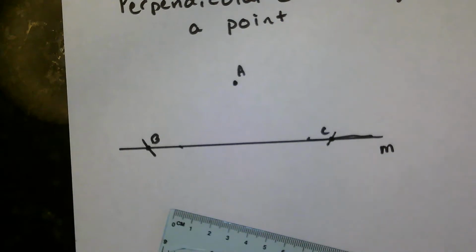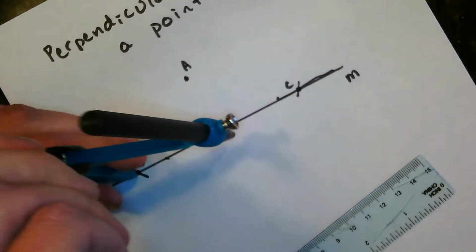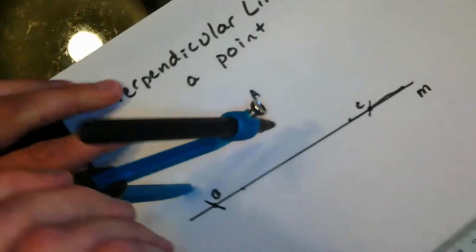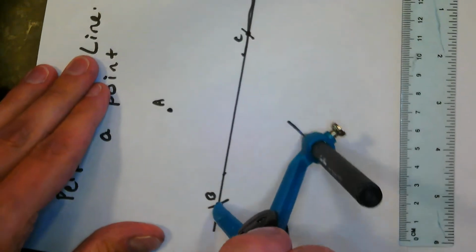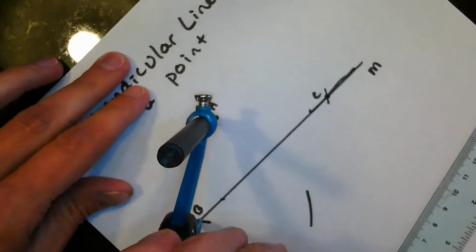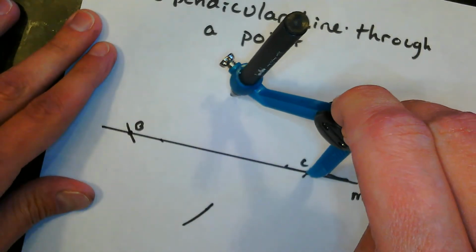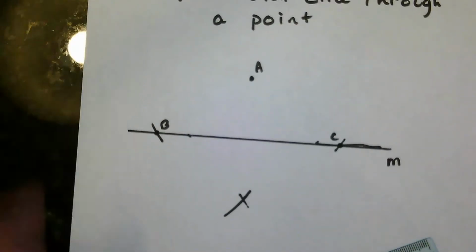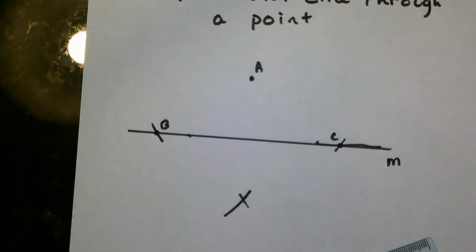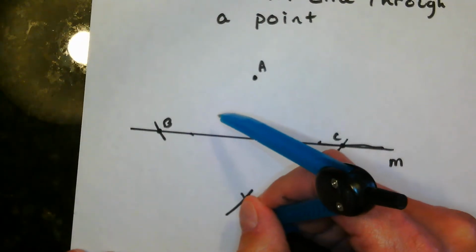Good. Now, what I'm going to do is create an arc from points B and C. Okay. And I'm going to find where they cross, like that. We'll call this point D.